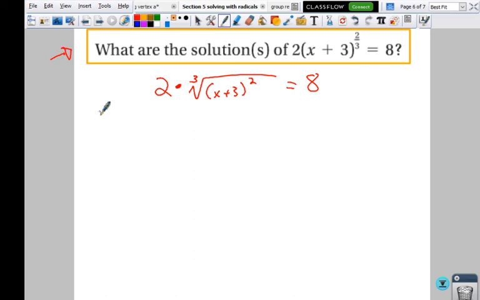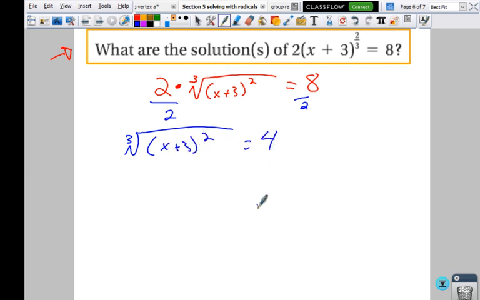Let's go over this. You guys are going to help me out first, though. James, what was the first thing we did? You divided by 2. Yep, we divided by 2, right? And we get cube root of x plus 3 squared equals 4. Devin, what's next? Oh, you cube it. Yep, power of 3 to get rid of my radical with index of 3. And we get x plus 3 squared equals 64.